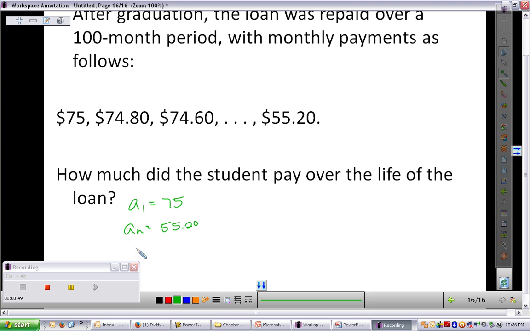And this is a 100-month period, so n, the number of terms, is 100. We're still using the same formula as we did yesterday, which is s sub n equals n divided by 2, all times a sub 1 plus a sub n. In this case, n is 100, so plugging in now, s sub 100 equals 100 divided by 2, all times 75 plus 55.20.